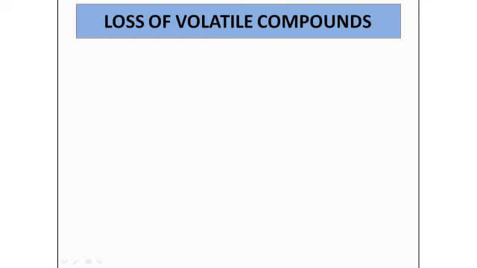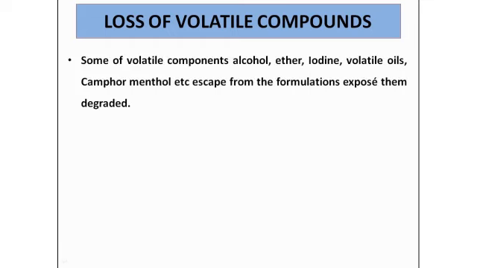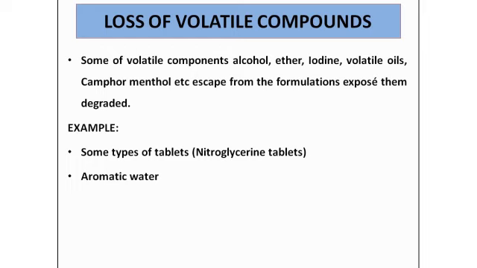So let's study the loss of volatile components or compounds. Some volatile components, for example alcohol, ether, iodine, volatile oil, menthol, camphor, whatever it is, always have the tendency to escape from the formulation and lead to degradation. Example, some types of tablets, like the nitroglycerin tablet. Have you heard of it? Nitroglycerin tablets are generally used in the treatment of angina pectoris, which is chest pain. These tablets are generally sublingual tablets. They are put in the sublingual area.